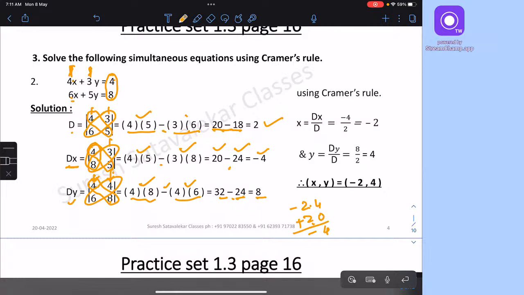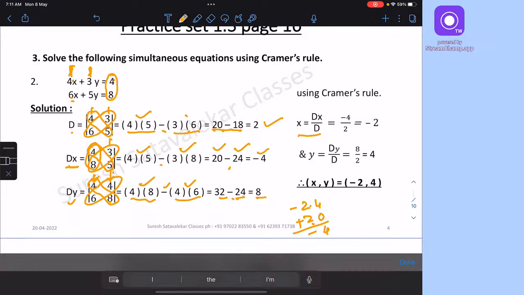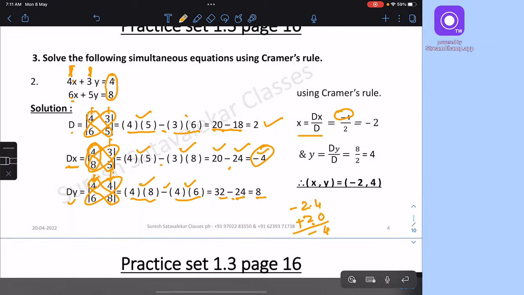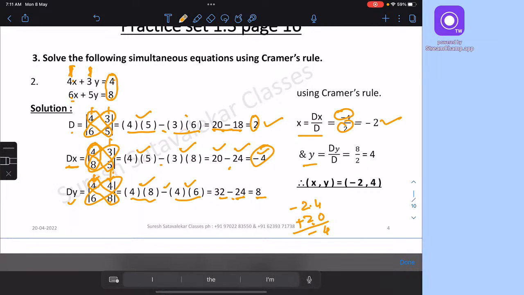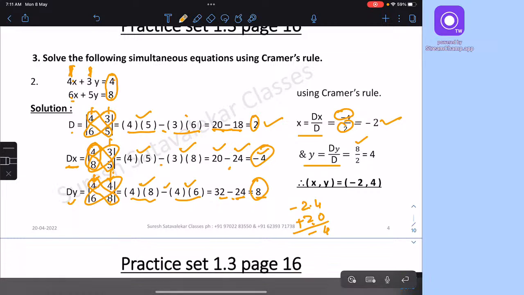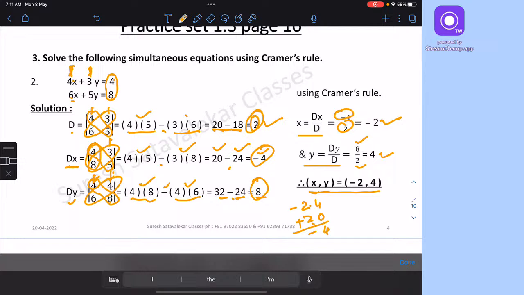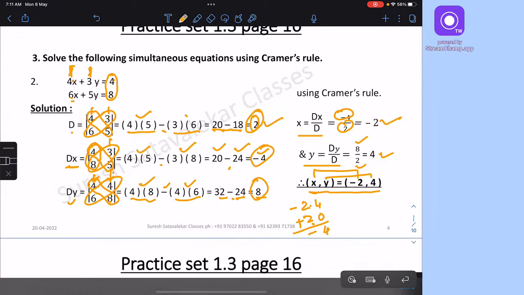Now by Cramer's rule, x is equal to Dx upon D. Dx we found as minus 4 upon D means 2. Minus 4 upon 2 is minus 2. And y is equal to Dy upon D. Dy we got as 8 here, and D means this 2. 8 upon 2 is 4. And therefore ordered pair xy is equal to ordered pair minus 2, 4. That means value of x is minus 2 and value of y is 4.